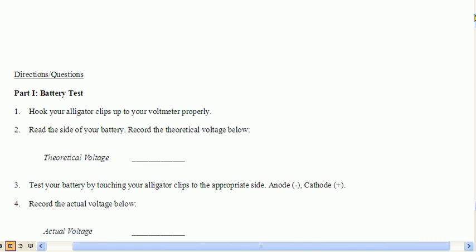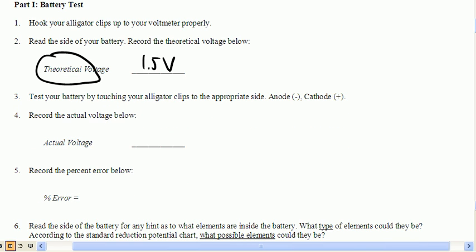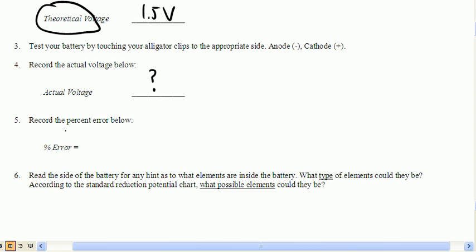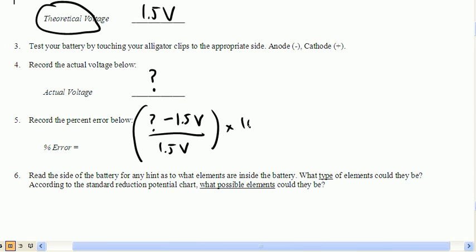Okay, initial battery test: you got some theoretical voltage that should have been 1.5 volts, because that was what was on your battery. You should have got some actual voltage. I'm not sure what that is. And really, the percent error calculation, if you did it, should be actual minus theoretical divided by theoretical. So it is whatever you actually got minus 1.5 volts, divided by 1.5 volts, multiplied by 100. And that's going to give you a percent error.